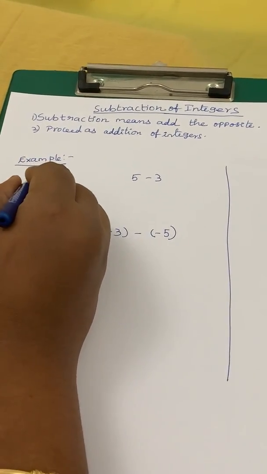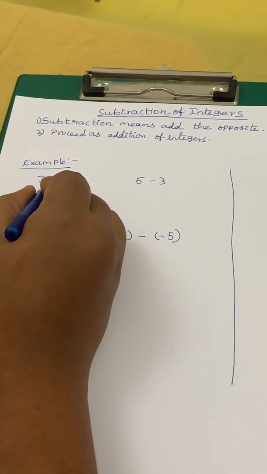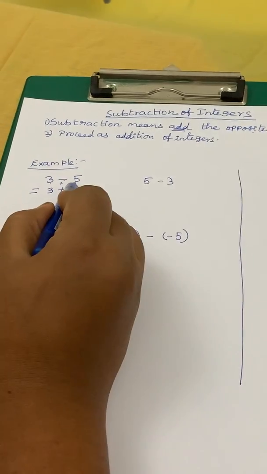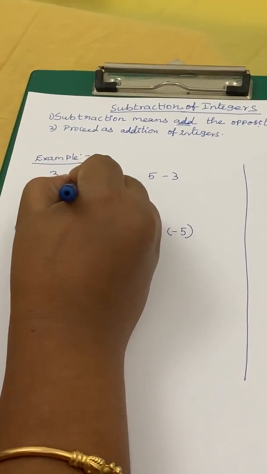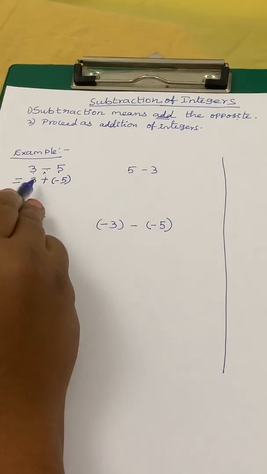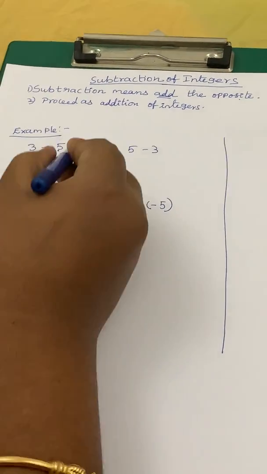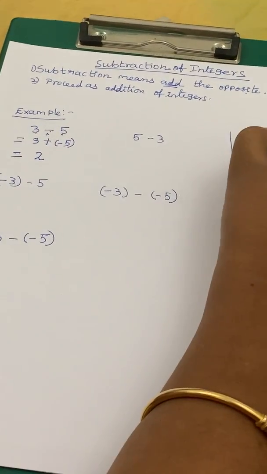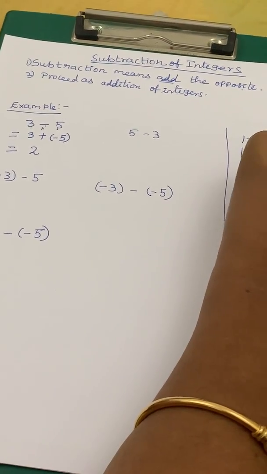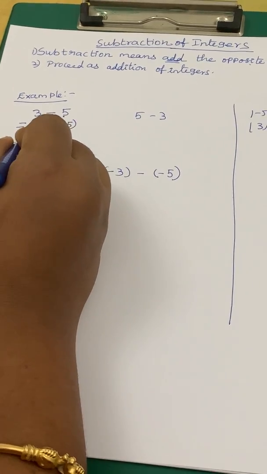So now first I am going to write the first integer as it is, 3. Now change this minus to plus, meaning add the opposite. We know that opposite of 5 is minus 5. Now let us proceed with the rule of addition. Here we have opposite sign addends. We have to subtract and write the sign of the integer that has greater absolute value. Hence, my result is negative 2.